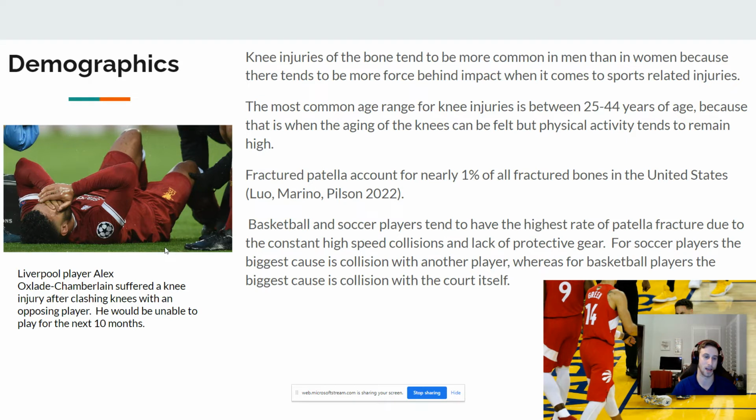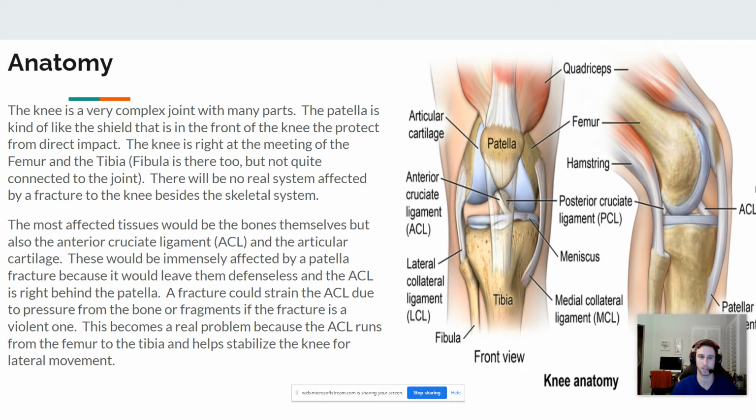Over here, we see a Liverpool player named Alex Oxlade-Chamberlain who suffered a knee injury after clashing knees with another player. It took him out for 10 months. It took him a while to recover from that. As for anatomy, the knee is a very, very complex joint. The patella is that shield in the very front of it, as we can see with the diagram. There's a lot of things behind it.